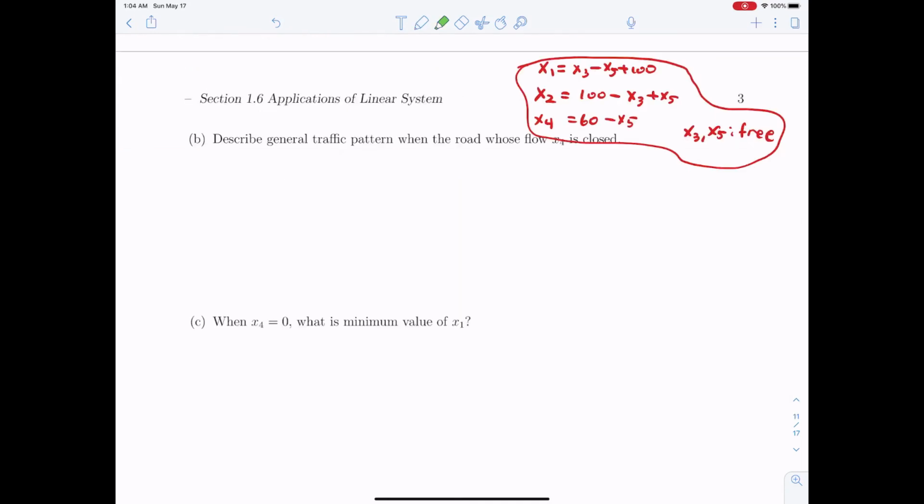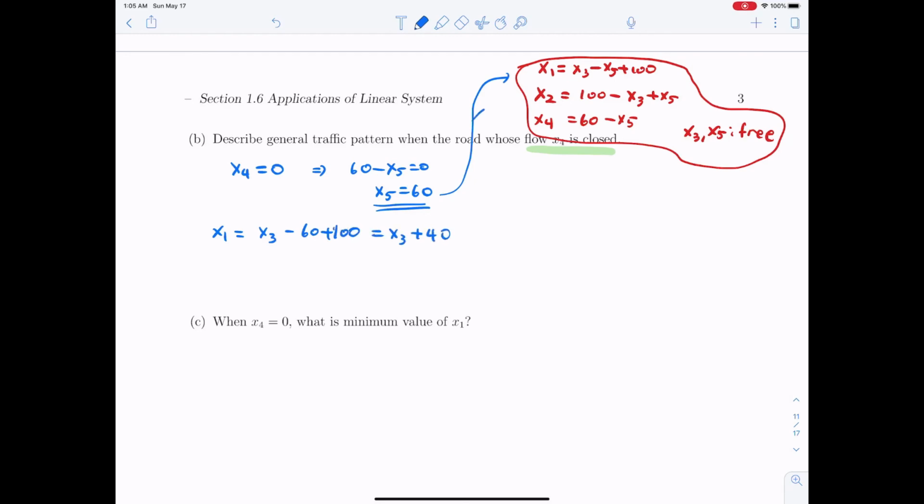Now, if the flow x4 is closed, then x4 equals 0, which means 60 minus x5 equals 0. That gives you x5 equals 60. If you plug this into x1, then x1 equals x3 minus 60 plus 100, which gives you x3 plus 40. For x2, we have x2 equals 100 minus x3 plus 60, which equals 160 minus x3.